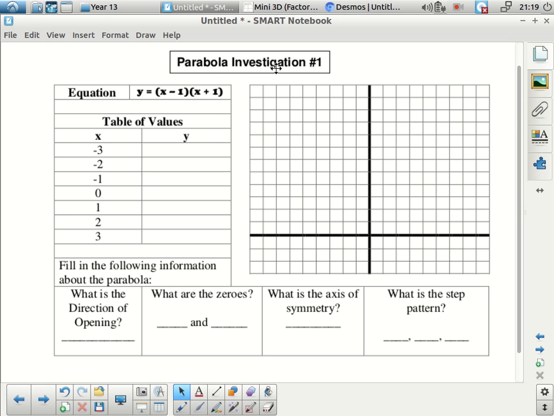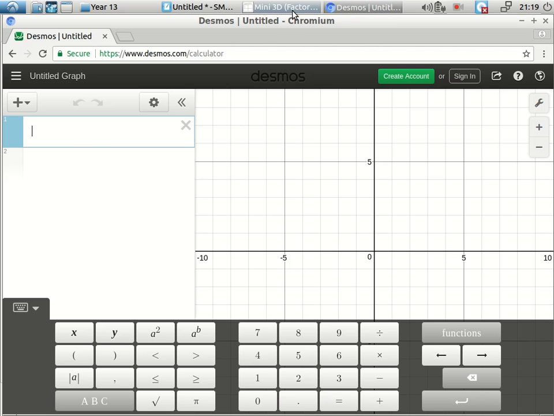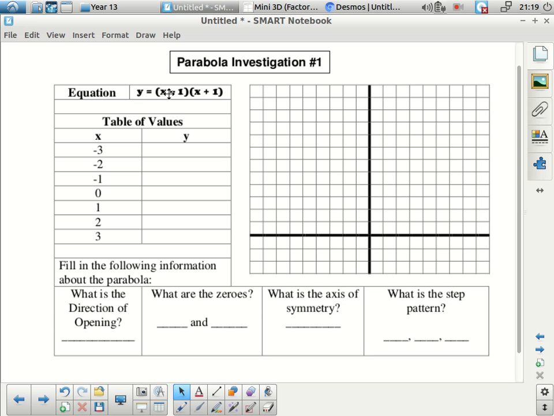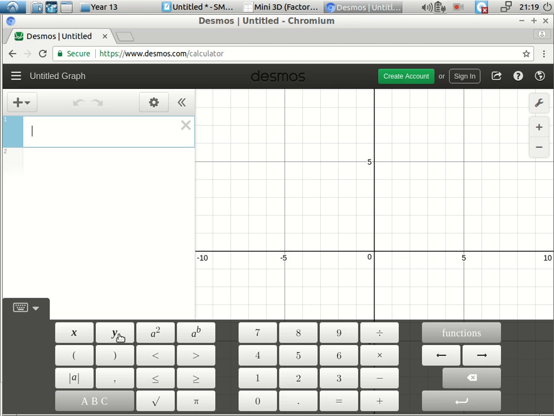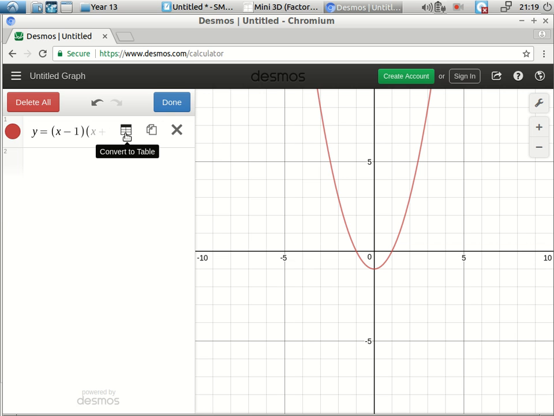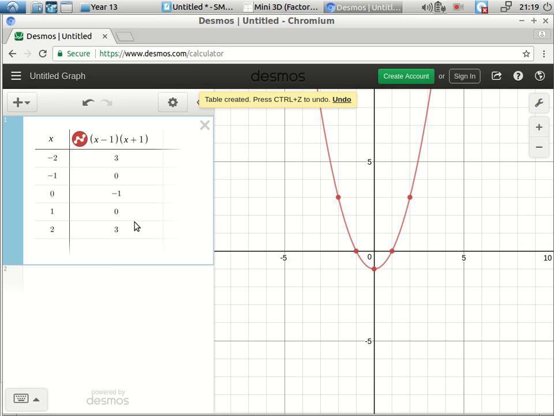So this is investigation number 1. There's your equation. To review how this would work, on the iPad, you're going to go into Desmos and type in our equation. The first equation was y equals x minus 1 times x plus 1. We see our graph there, but to fill in that point table, we're going to go over to convert to table, and now I can write my points down.